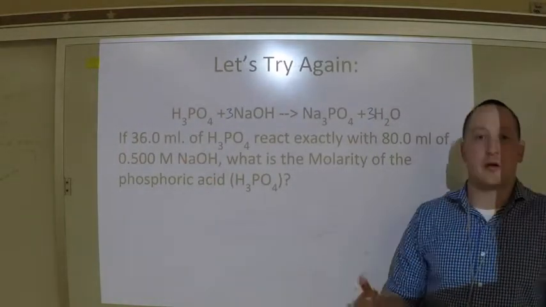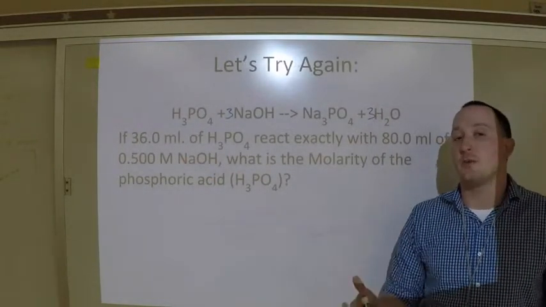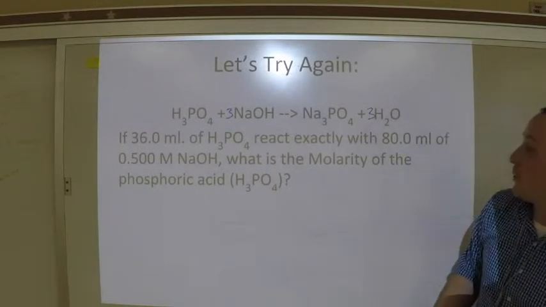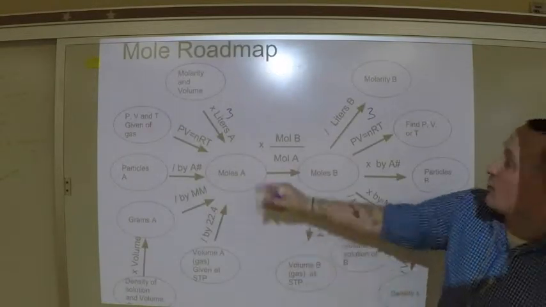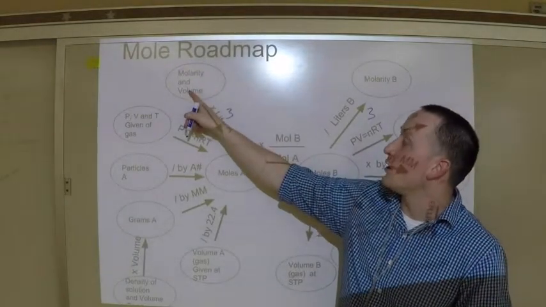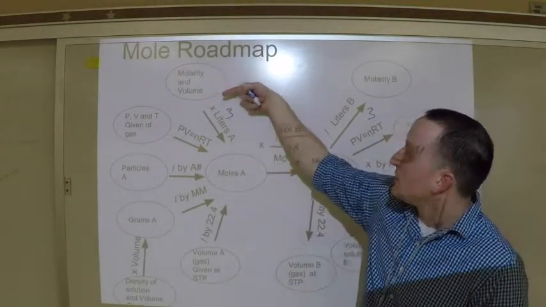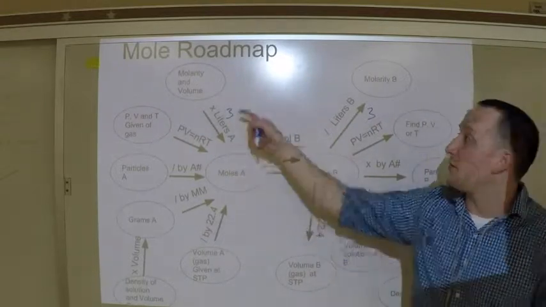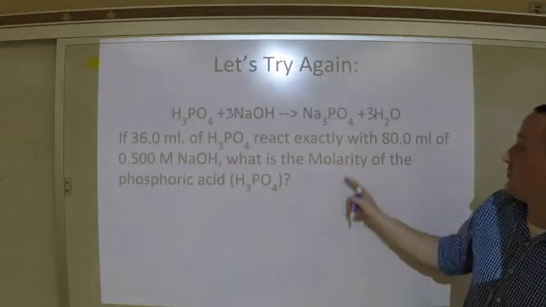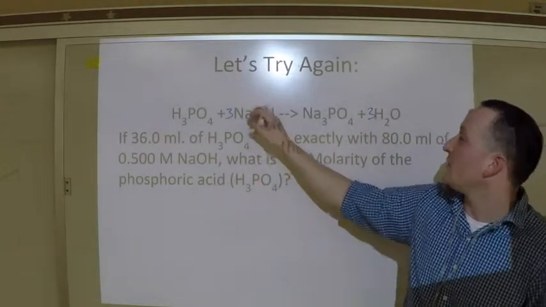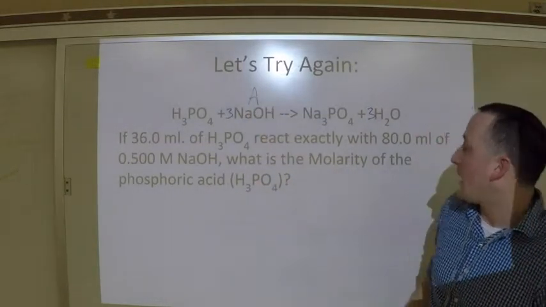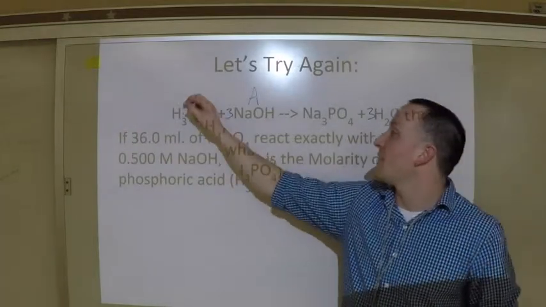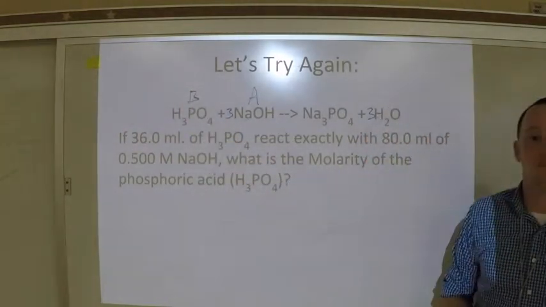So if I know the molarity of something and I know the volume of that solution, we just learned I can convert to moles. So I'm going to take my molarity times liters, and that will get me to moles. So this substance, NaOH, is my substance A, and it asked me what is the molarity of the phosphoric acid, which means that is substance B.